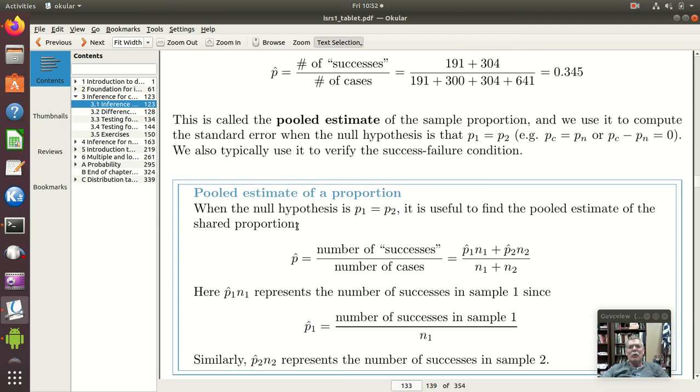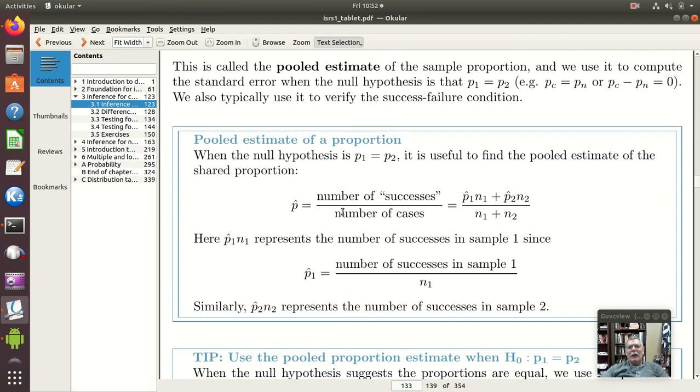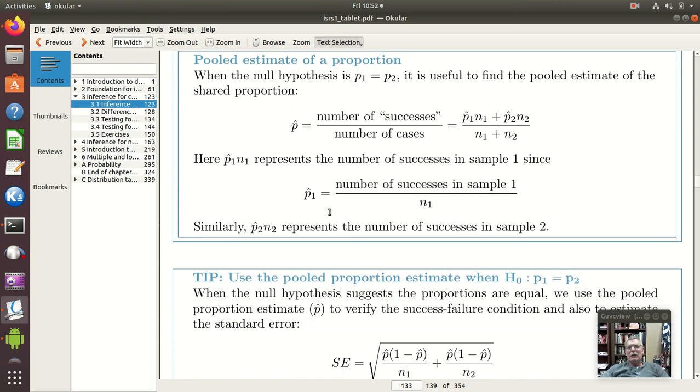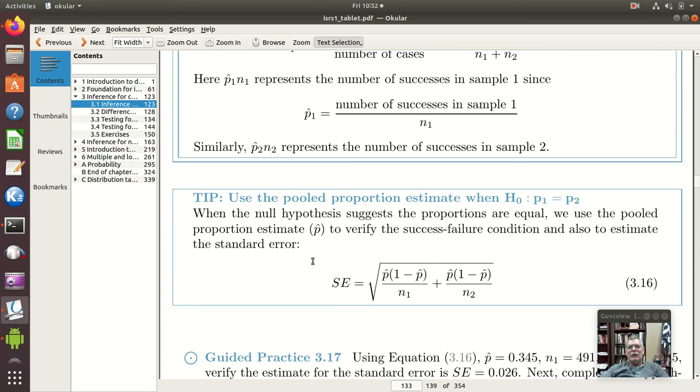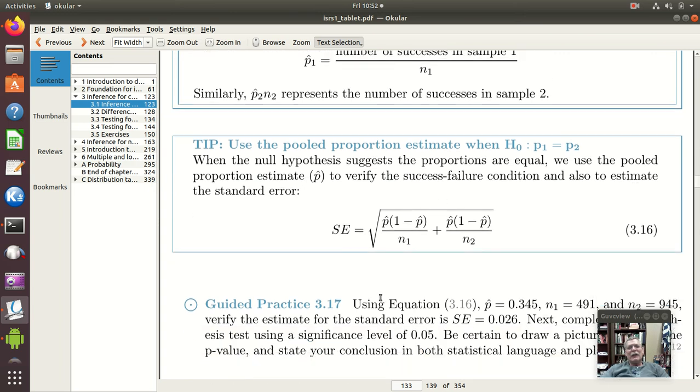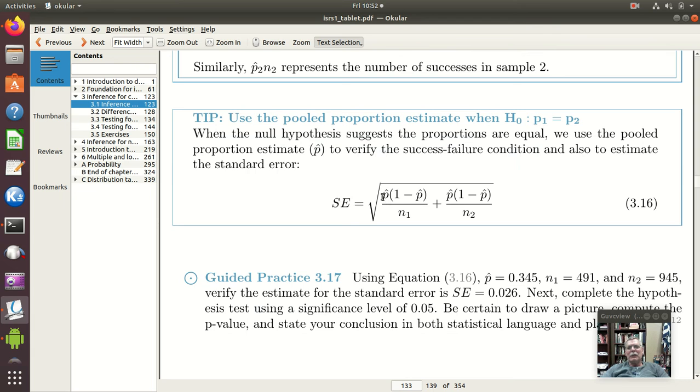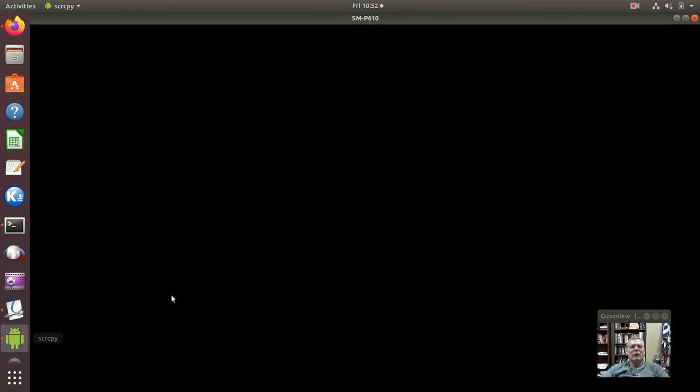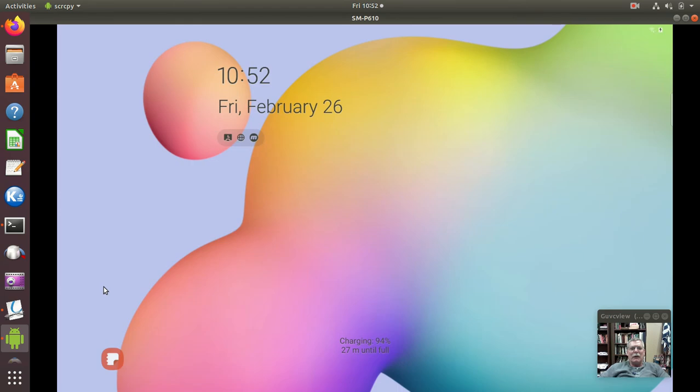And then they go to this pooled estimate, and this is a different estimate for the standard error. It's not way different, but it's a little bit different because here they're using the total number of successes and total number of failures. Okay, so if we go back here, I gotta hit that a couple times to bring it up.